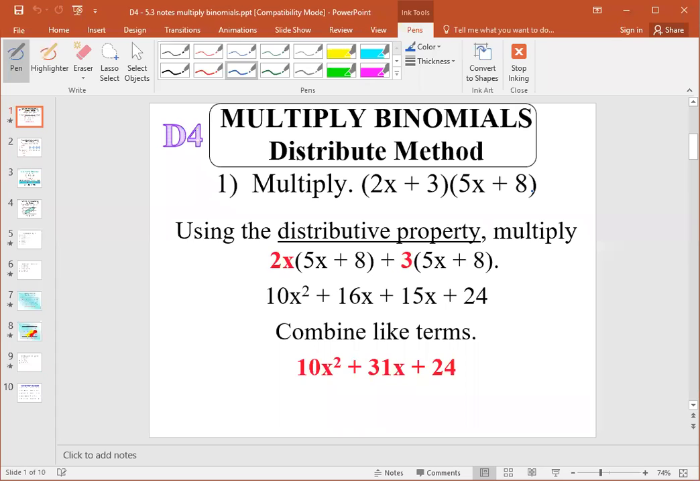And there are three different ways that we can do this. So we're going to discuss each one, and you can choose which way you do it. It doesn't matter to me. So the first way is using the distributive property.